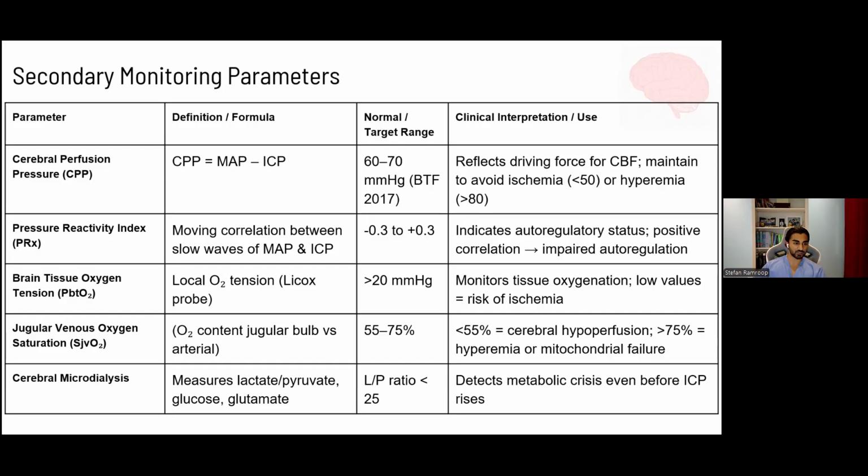Then you have your jugular venous oxygen saturation, or your SjvO2, which tells you the balance between oxygen supply and demand. If this were to drop below 55%, your cerebral extraction is high, which can mean that there's global hypoperfusion and your brain neurons are extracting as much oxygen as possible. If it climbs above 75%, then the brain might be hyperemic, or the mitochondria are failing to use the oxygen that it has available efficiently. And then you have cerebral microdialysis, which measures your lactate, pyruvate, glucose, and glutamate in your extracellular space. And a high lactate to pyruvate ratio can indicate a metabolic crisis, often before you even see an ICP or CPP change.